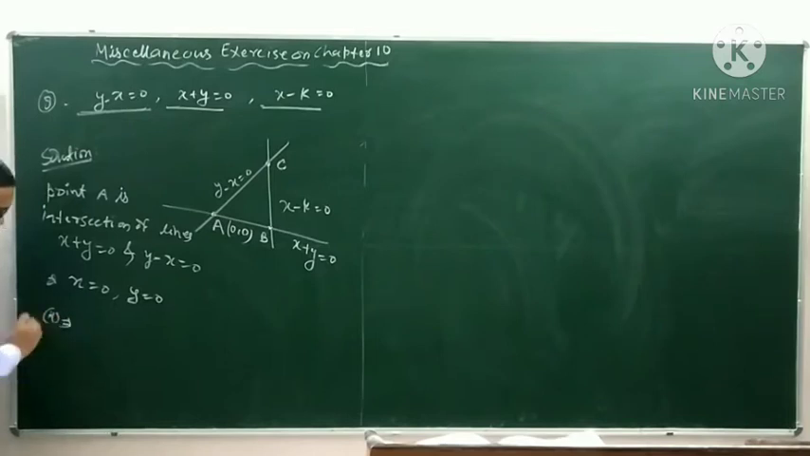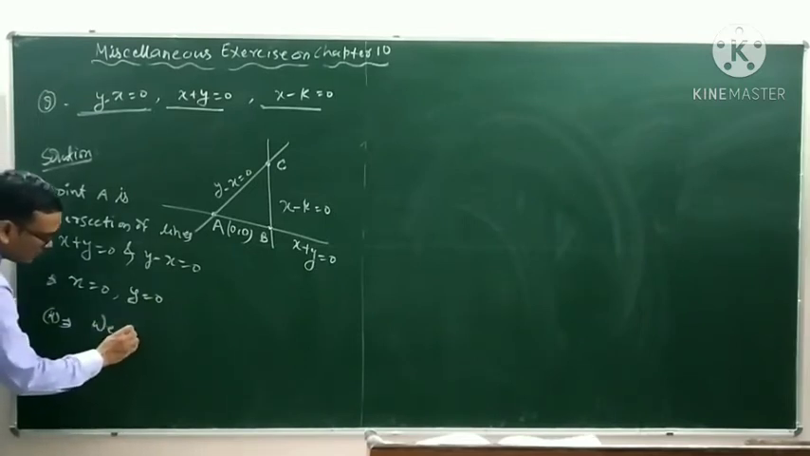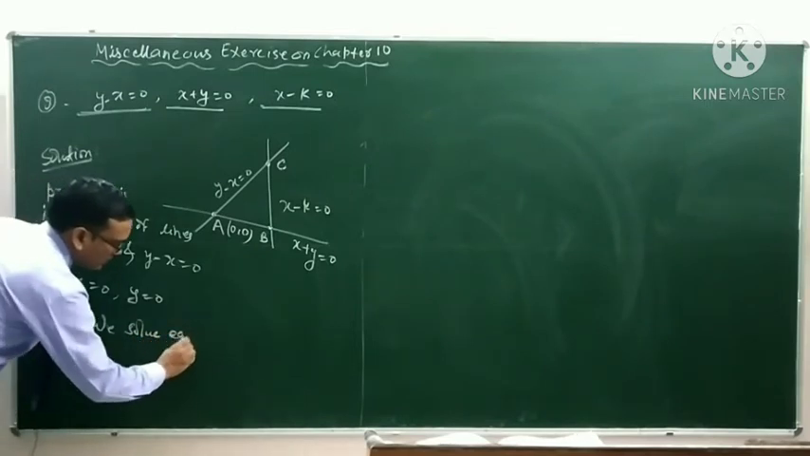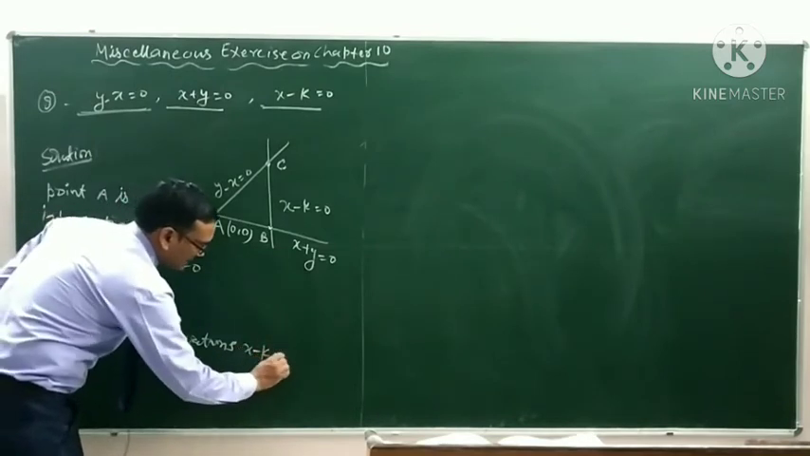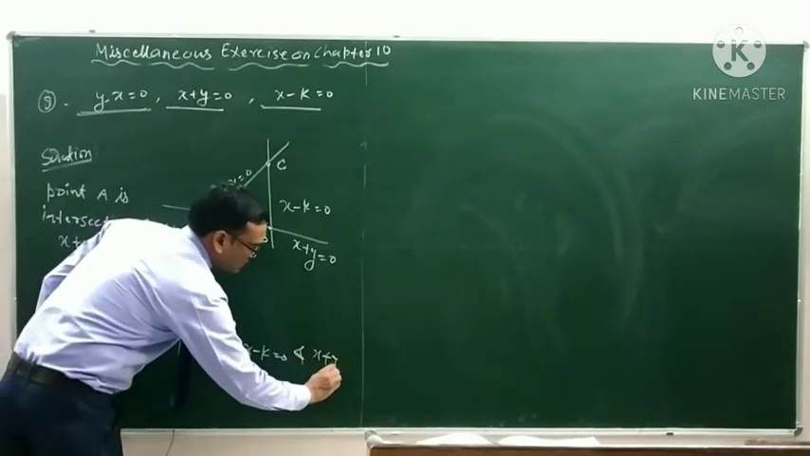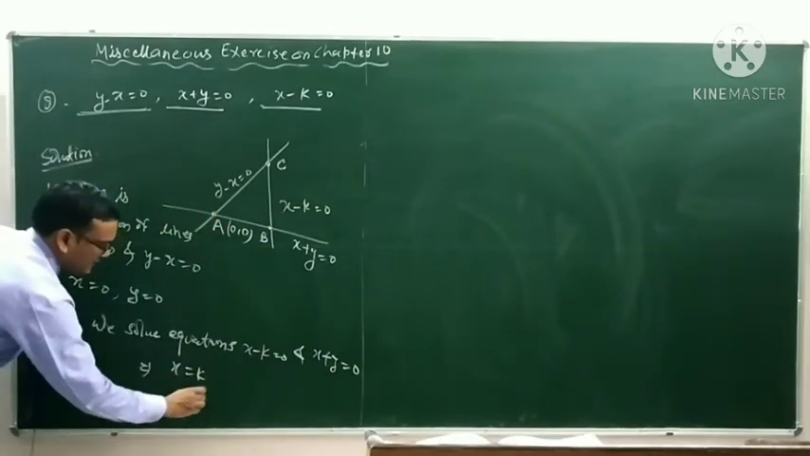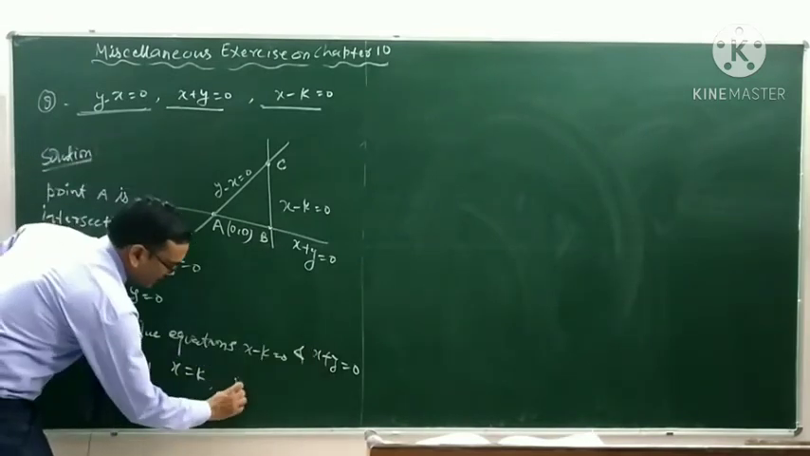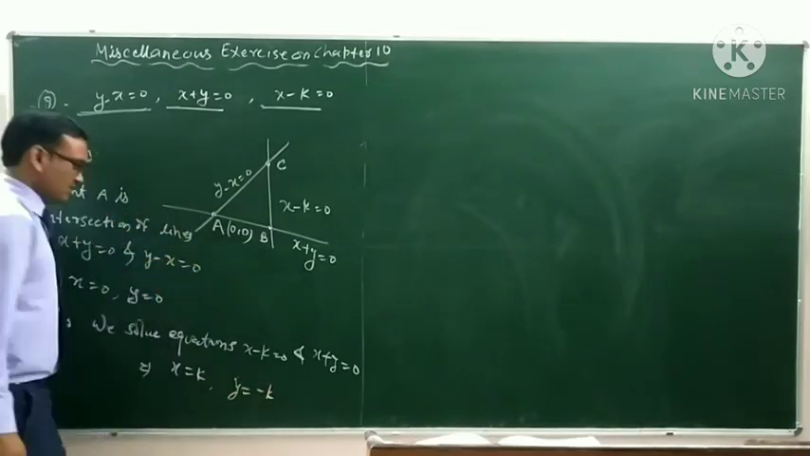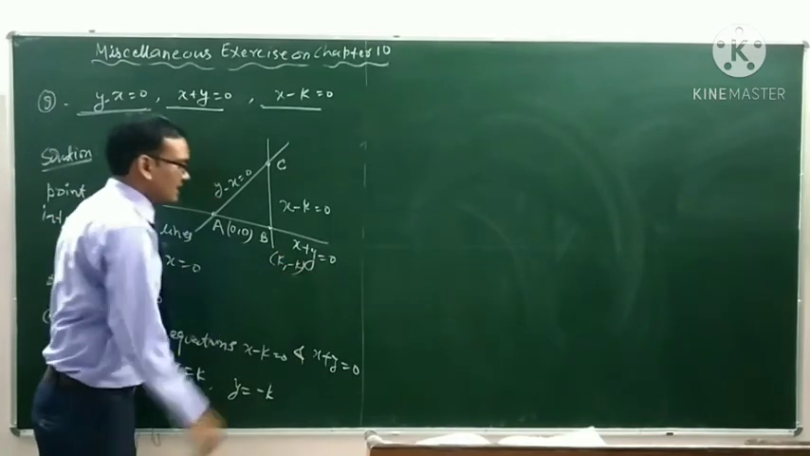Second point, we find the coordinate of point B. We solve the equations x minus k equal to 0 and x plus y equal to 0. This implies that x equal to k. Here we put the value of k and find y equal to minus k. Then the coordinate of B is k comma minus k.